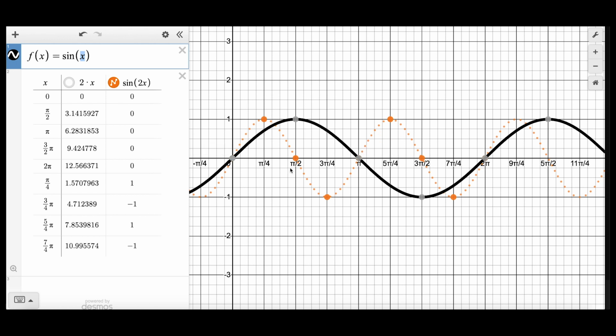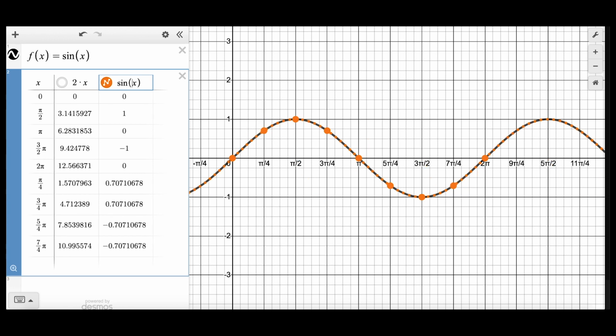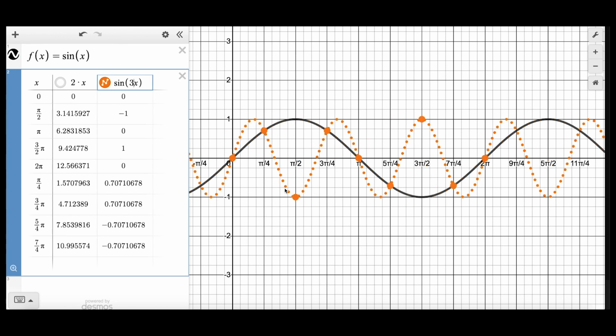So it takes less time, half the amount of time, for the orange function to make its full rotation. Let's test this out for a second. Let's do like 3 times. So there's 1 cycle, 2 cycles, and 3 cycles.